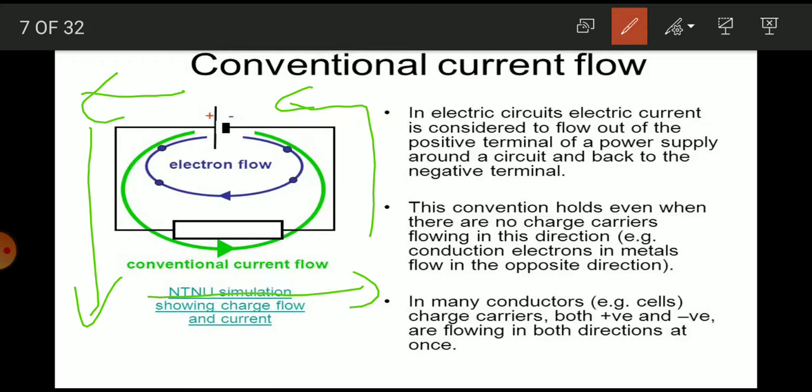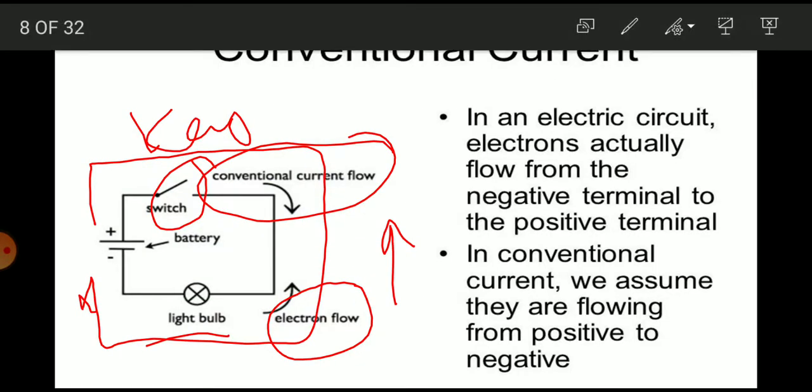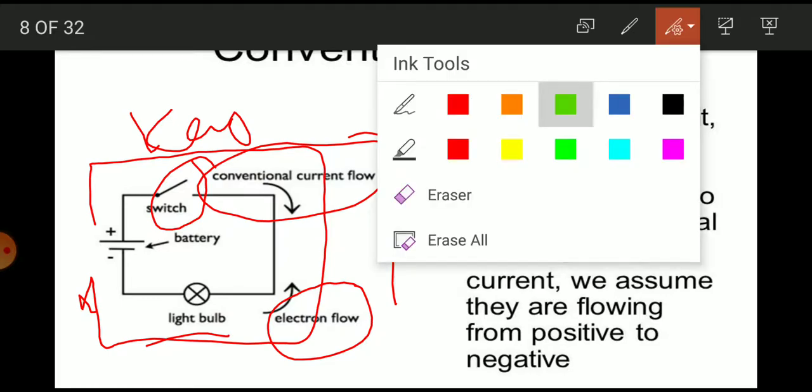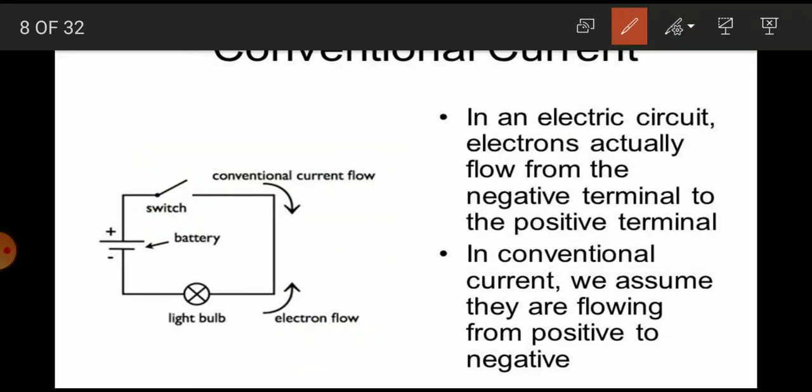In many conductors, charge carriers, both positive and negative, are flowing in both directions. Electric current is due to the flow of positive charges and due to the negative charges. So whether you consider the positive charges or the negative charges, both will explain the nature of current.